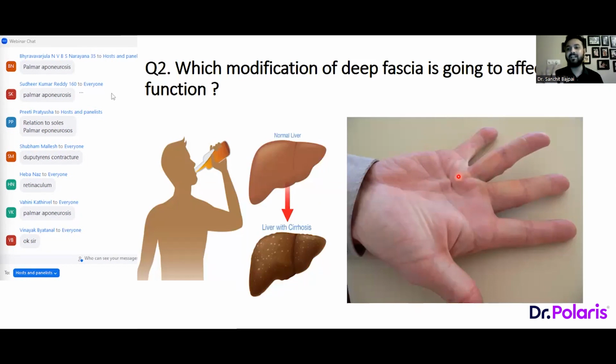It's a very, very debilitating condition. People, when they drive, right? So they have got this kind of finger contraction and they can't drive or they can't carry out their regular activities like writing also. Okay, that is why we need to release this kind of a band of palmar aponeurosis. Right, great. So now we move on to the next question.